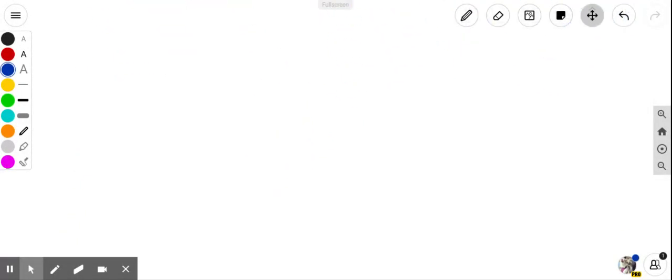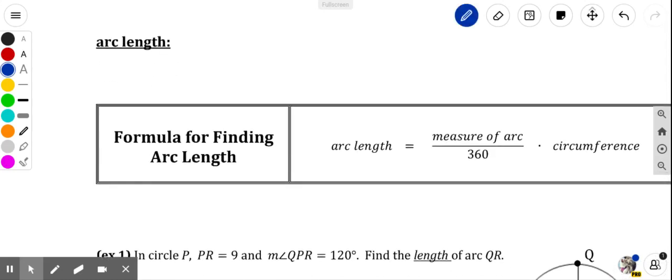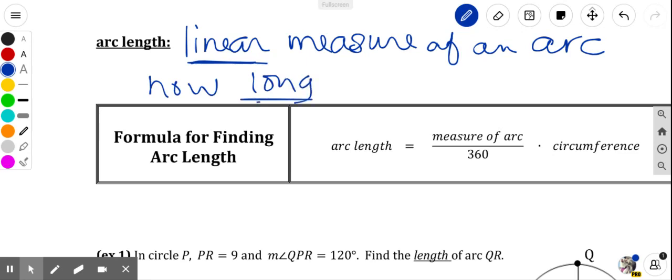The last part is arc length. Arc length is the linear measure of an arc. So like how long the arc is in inches, centimeters, whatever units they give you. Arc measure is how many degrees, like the opening of it. Arc length is how long it is. And so there's a special formula for that.